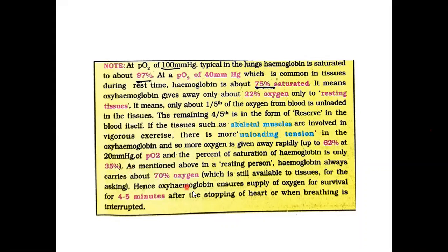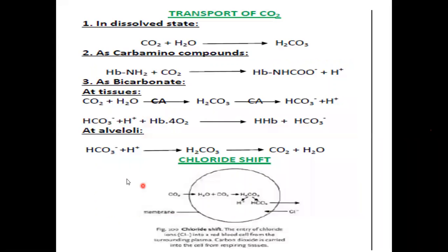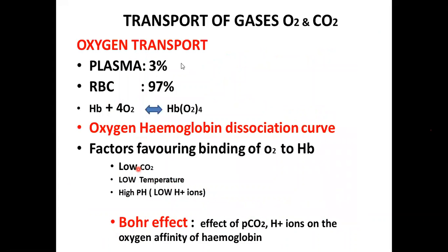So the reserve, that is the 75% of hemoglobin with oxygen, is capable of supplying oxygen for survival for around 4 to 5 minutes, even if the heart stops or breathing is interrupted. So this is all about the transportation of gases. Hope you understood well.